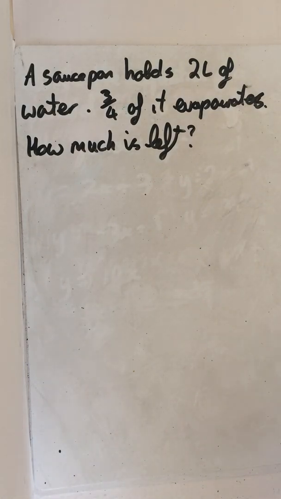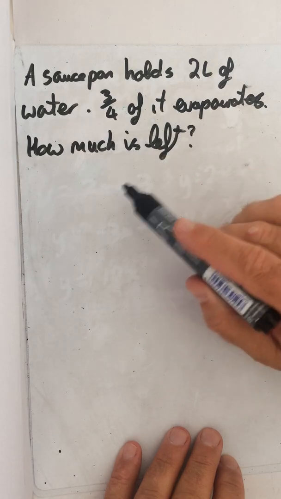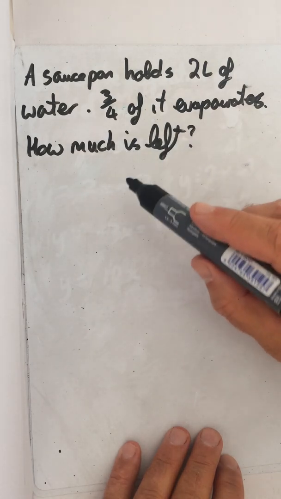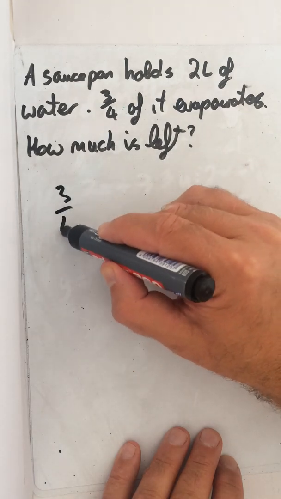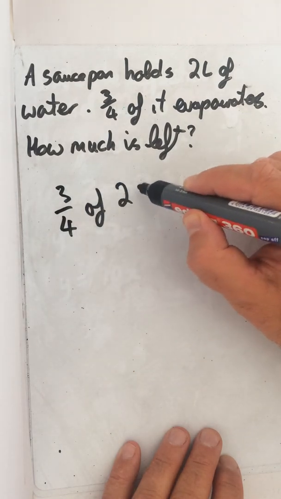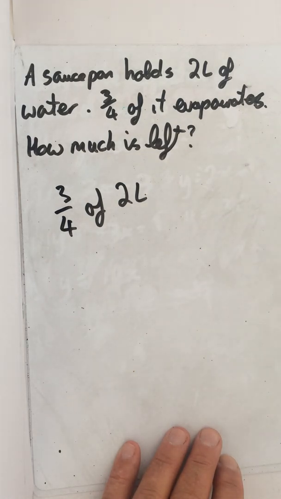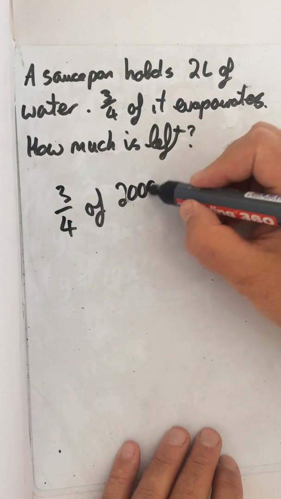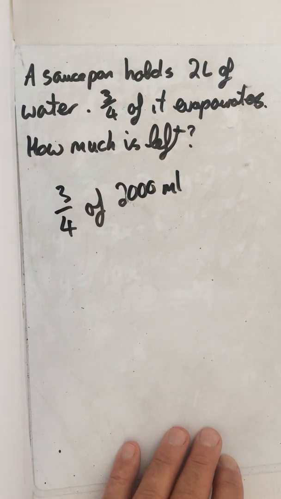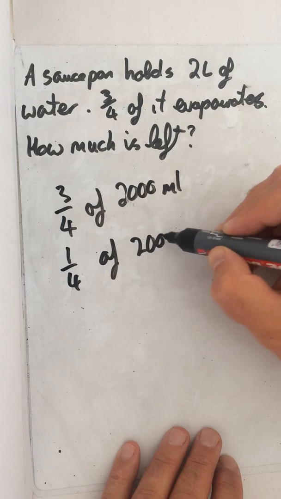Let's have a look. A saucepan holds 2 litres of water. 3/4 of it evaporates. So if 3/4 evaporates, I'm going to do 3/4 of 2 litres. What am I going to turn that 2 into? Well, 1 litre is 1,000, so 2 litres is going to be 2,000 millilitres. So I have to find 1/4 of 2,000.